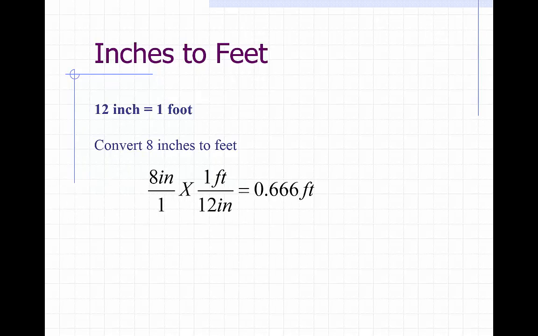We're going to, this time, do 8 inches. So we lay this out in our same formula. Notice we're using the same exact formula every time. We put the number that we have over 1, and we multiply it by the conversion factor, which is equal to 1. We arrange it so that the units of measure are opposite. They cancel off, so the inches are canceled, leaving us 8 divided by 12, which is 0.66 feet.